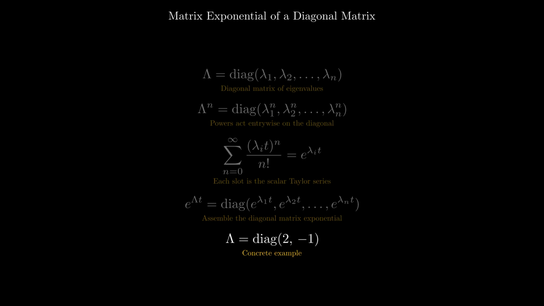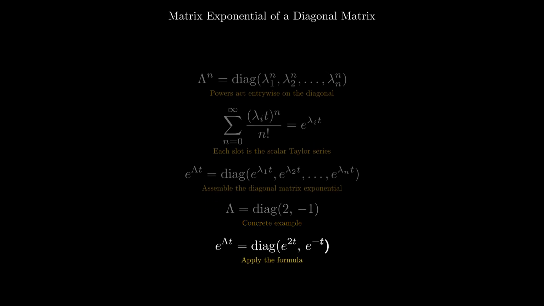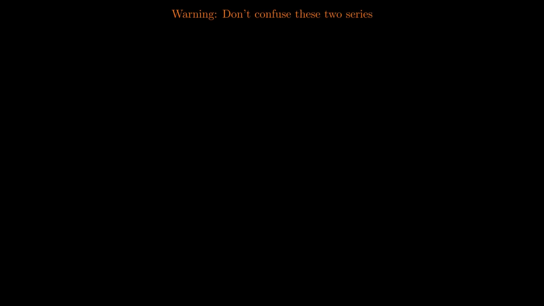For a concrete example, if lambda equals the diagonal matrix with 2 and minus 1 on the diagonal, then e to the lambda t is the diagonal matrix with e to the 2t and e to the minus t on the diagonal. Now a quick warning.